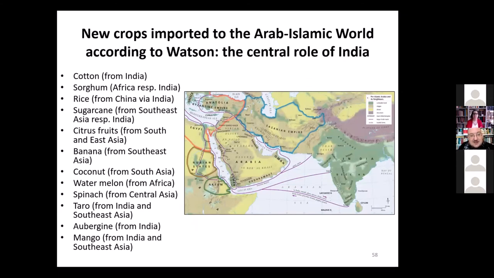And he made a list of crops which were imported to the Arab Islamic world, some of them coming from Africa, some of them coming from East Asia, but India being the most central intermediary or the most important source, including citrus fruits, but also cotton, rice, and so on, which then were transported to the Mediterranean, revolutionizing agriculture. This was the idea of Andrew Watson.